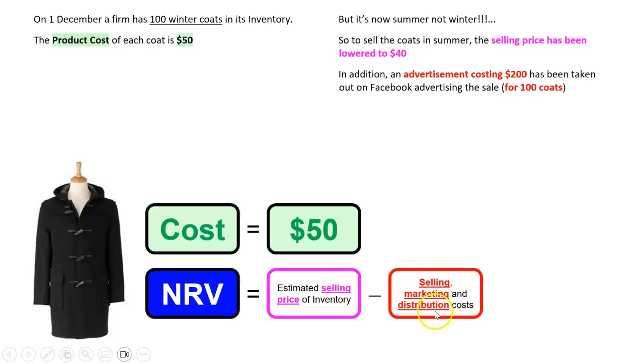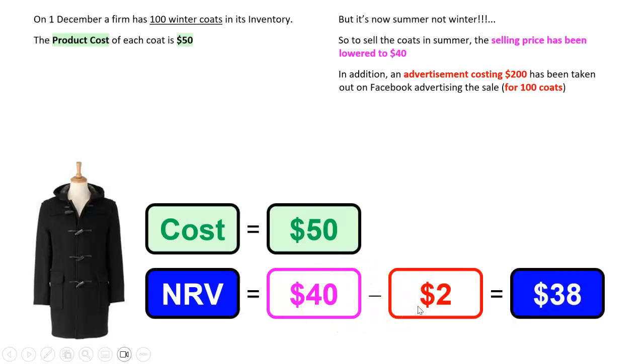In terms of the net realizable value, we're looking for the estimated selling price minus any selling, marketing, and distribution costs. So we were told the selling price is now $40. But then we've got to take out any cost to sell, market, and distribute it. And we've got a $200 ad on Facebook for 100 coats. So that works out at $2 per coat. In other words, 40 less 2 is 38.